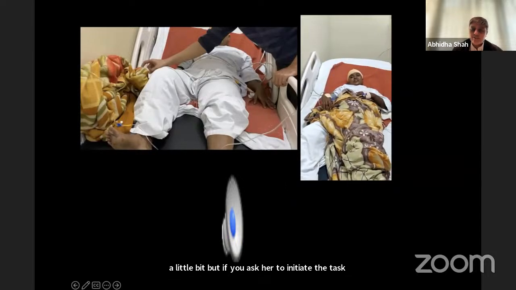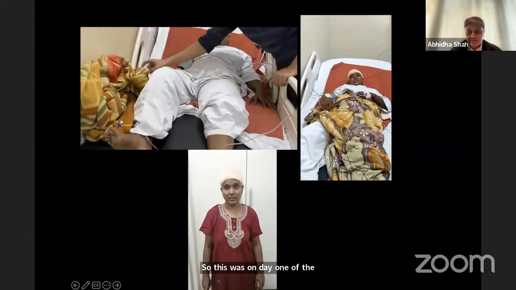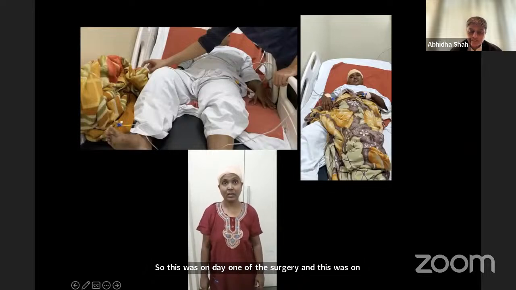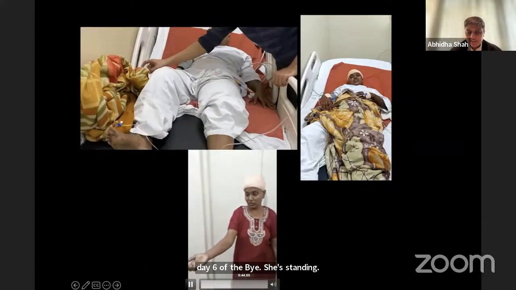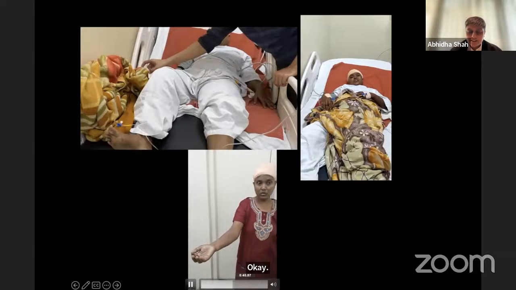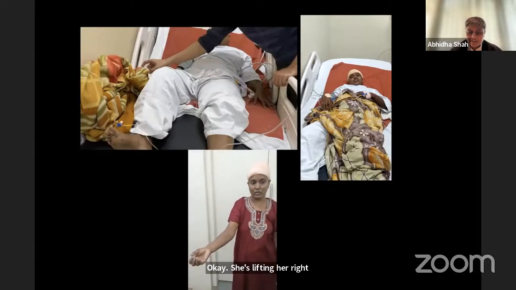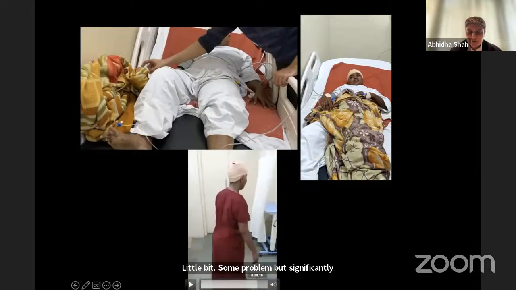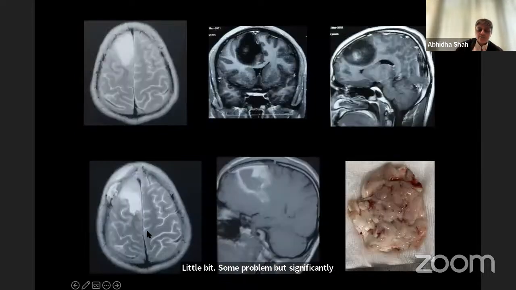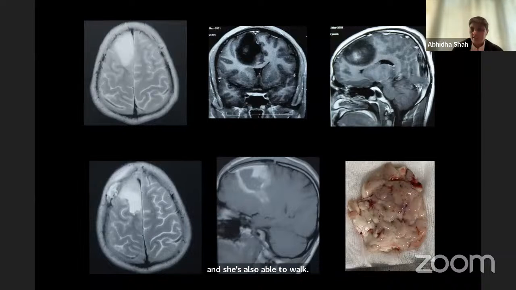So this was on day 1 of the surgery, and this was on day 6. She started verbalizing. She's standing. She's lifting her right upper limb voluntarily. A little bit still, some problem, but significantly recovered, and she's also able to walk. So this is the classical supplementary motor area syndrome.